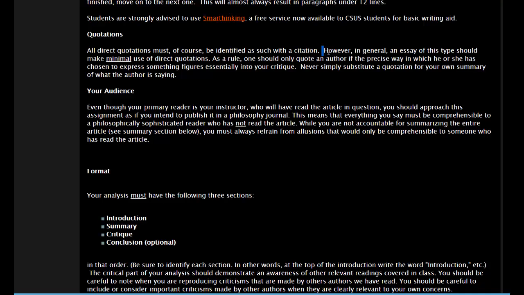Now, in general, in this type of essay, you really shouldn't do hardly any quoting. Minimal use of quotations. The only time you should really quote is if the exact way that the author said something is really important. Otherwise, you should be putting everything in your own words.